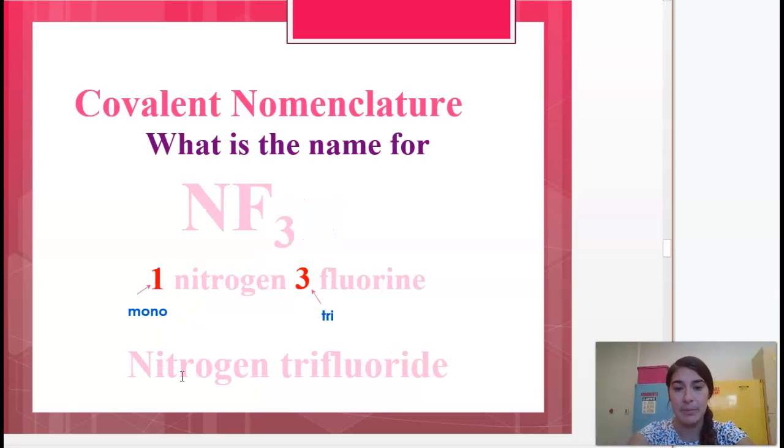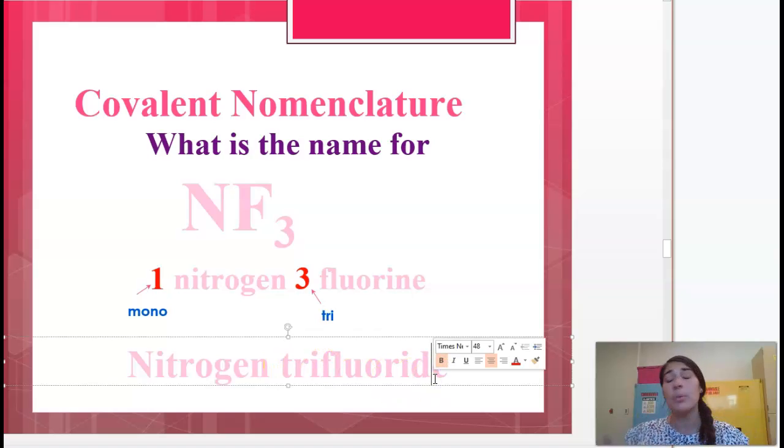So here's another example. Again, the rules were identify the elements listed in the formula. The one on the left goes first, the one on the right goes second. You add IDE, right? Those were our first rules. So N being nitrogen and F being fluorine. Great. Then the next step was to identify how many of each element you have and use the corresponding prefix. So 1, mono, 3 fluorines, tri. Great. But we don't need mono if there's one of the first. So it becomes nitrogen trifluoride.